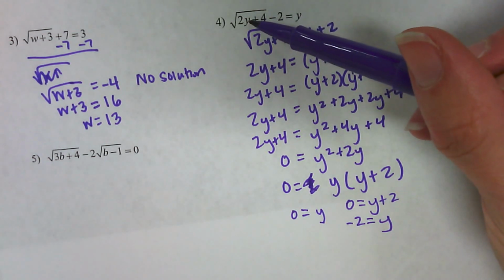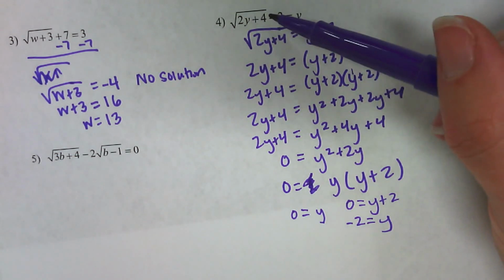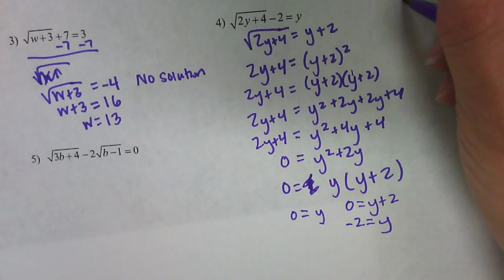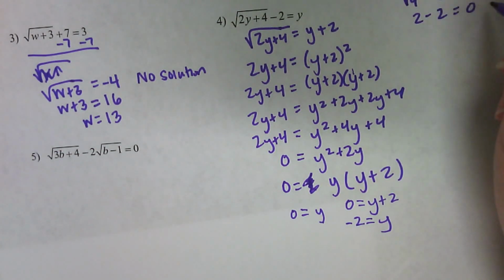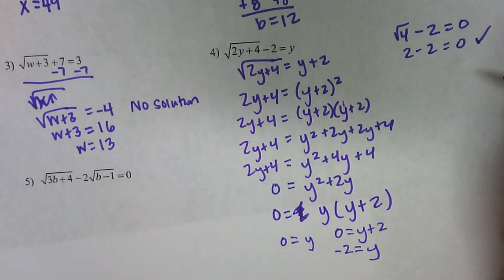If I plugged in a 0 here, I'd have 2 times 0, which is 0, plus 4 is 4. Square root of 4 minus 2. It's 2 minus 2. That equals 0. That one worked.